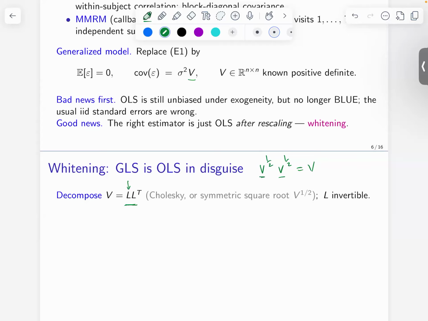In particular, if V is invertible, there's this thing called the Cholesky decomposition. How many people have seen Cholesky decomposition? Oh, one person. Oh, two. What is the Cholesky decomposition? One of you wants to enlighten us? What is the Cholesky?